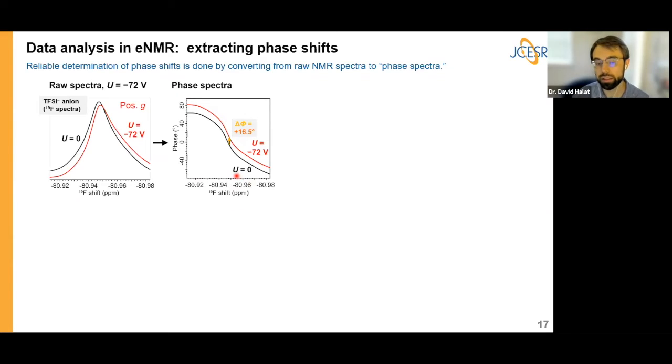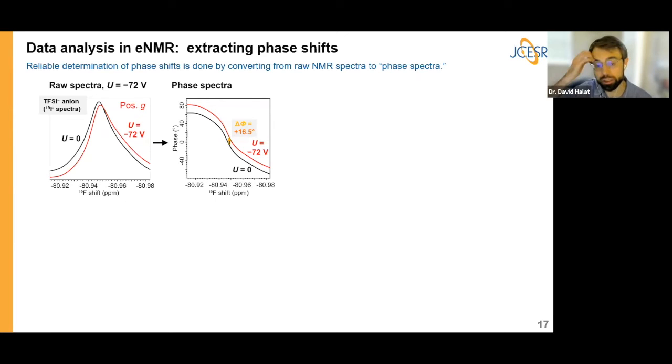And what we can then do is more easily visualize the phase difference between these spectra. And so we just calculate the difference between these. In particular, we're interested in the position corresponding to the peak maximum. So you can see here that the phase difference between these spectra was plus 16.5 degrees. The minimum resolvable phase shift in eNMR depends a lot on the signal to noise ratio, but typically it's not smaller than a few tenths of a degree in the best case situation.